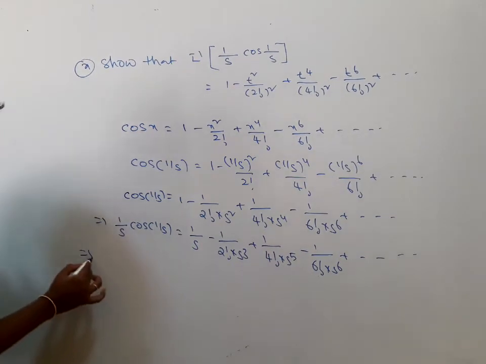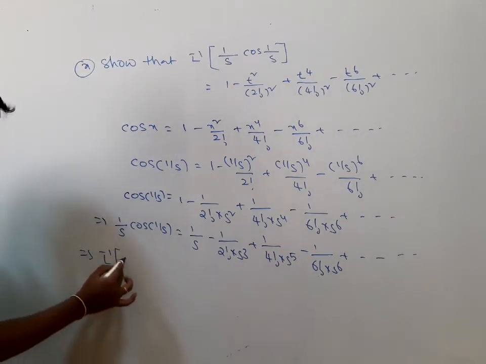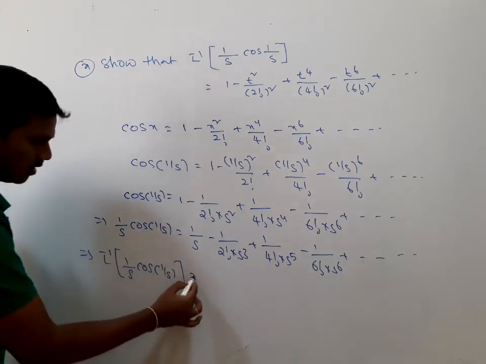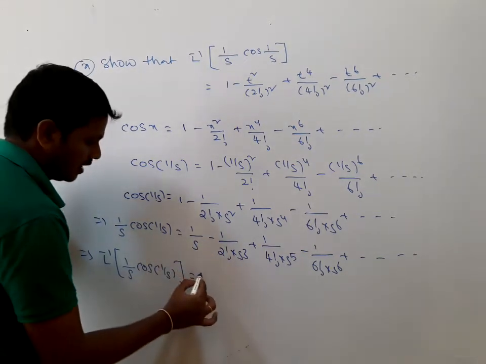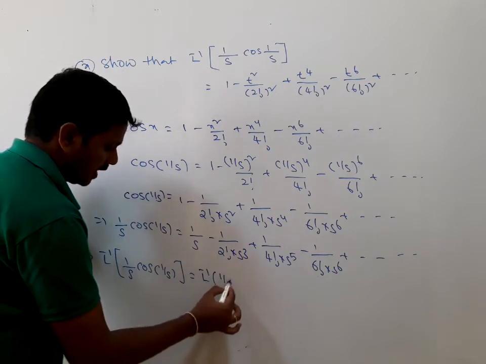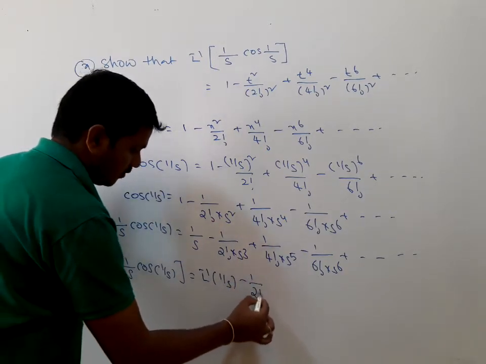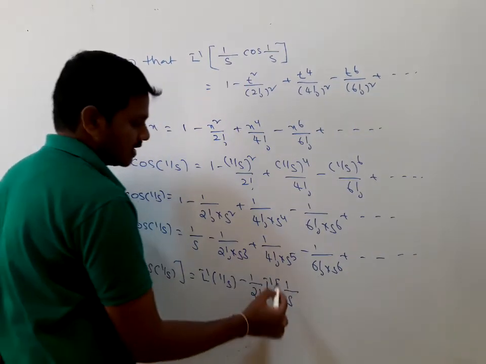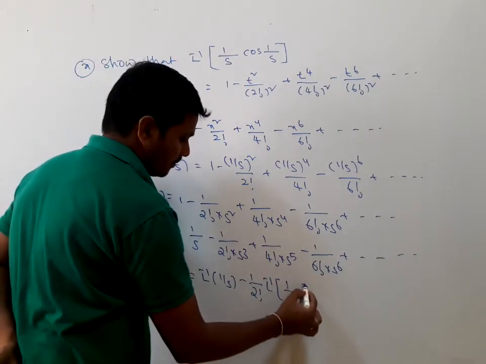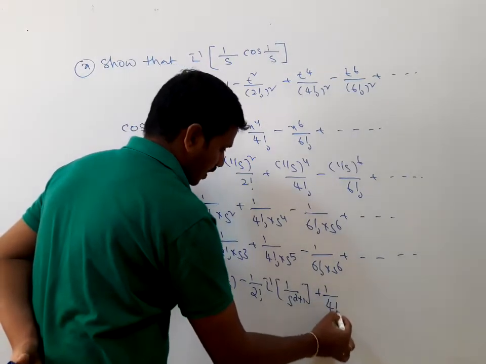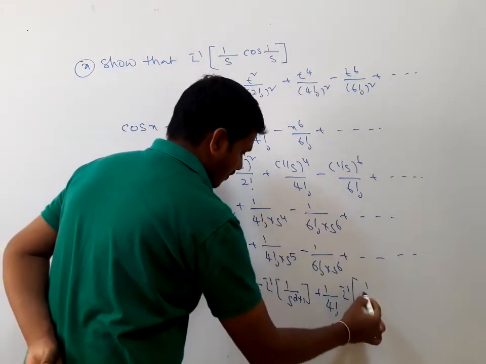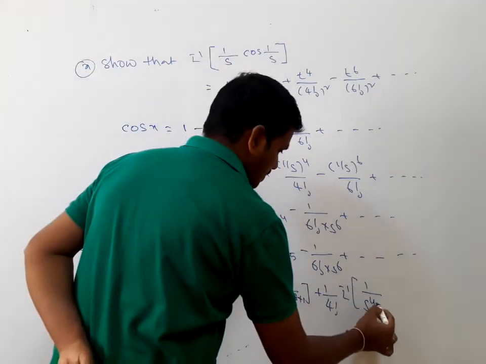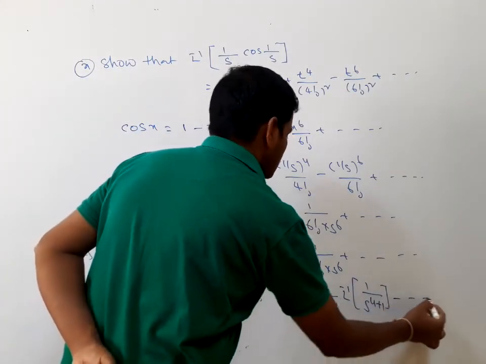Taking inverse Laplace transform on both sides, applying the linear property here, L inverse of 1 by s, then 1 by 2 factorial of L inverse of 1 by s cube, which can be written as 2 plus 1, plus 1 by 4 factorial L inverse of 1 by s to the power of 5, that is 4 plus 1, minus and so on.